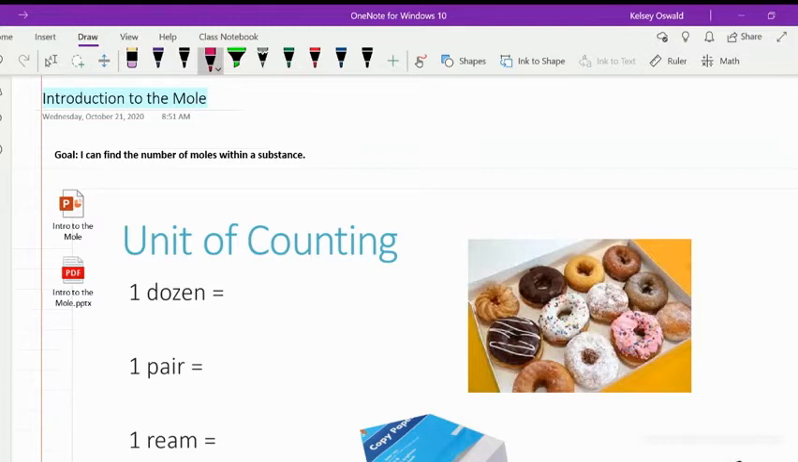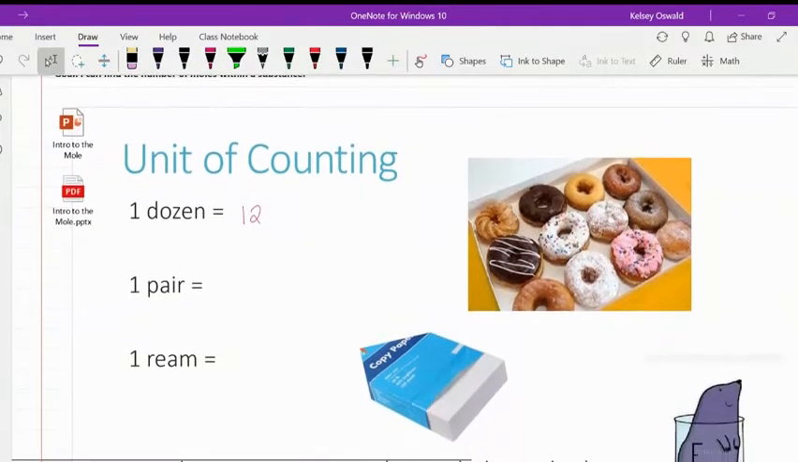So, before we get into the new material, we're just going to review some previous units of counting that we're already familiar with. The first one being a dozen. So when you think of a dozen eggs, a dozen donuts, you automatically think of the number 12. Okay, so whenever you see dozen, you think of the number 12. Likewise, whenever you see a pair, like a pair of socks, a pair of students, you automatically associate that with the number 2.